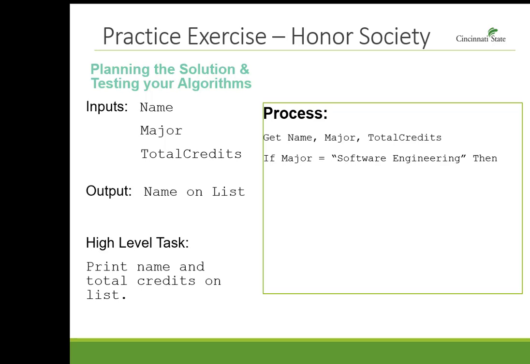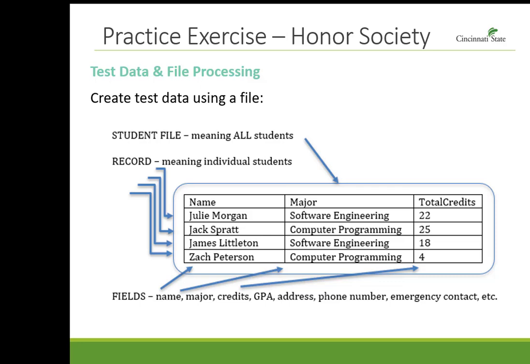If the major equals software engineering, then we want another if statement to see if the credits are greater than or equal to 20. If so, print the name and total credits on the list. Be sure to do an end if statement as well as another end if statement. So this is your conditional logic to solve that problem. Now let's move on and talk about a file.